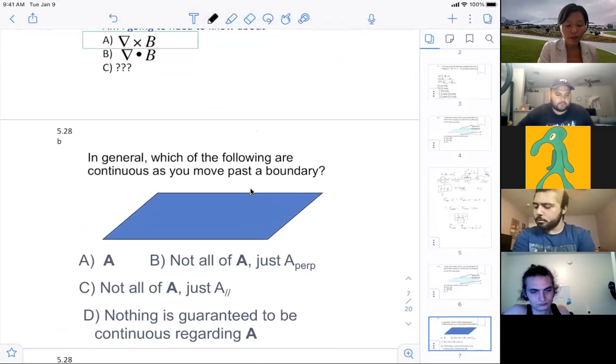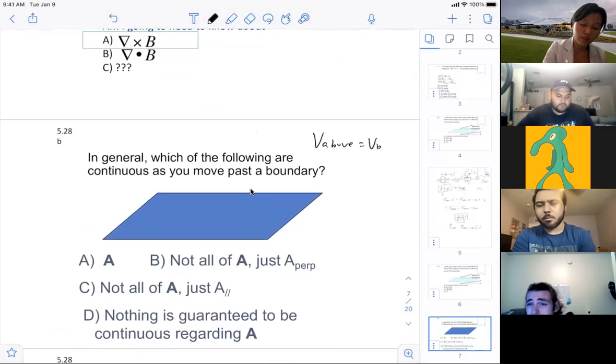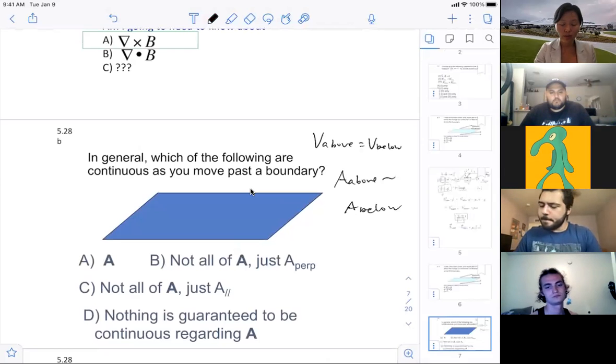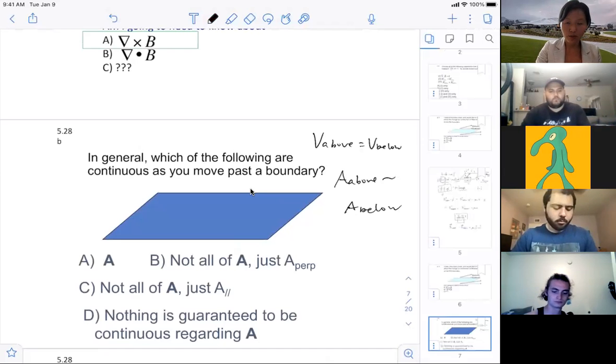In terms of what might be continuous as we move past the boundary, remember we had V above is always equal to V below. But now instead of V, we have vector potential A. So how does A above compare to A below? Do you think all of A is continuous, or maybe just the parallel component of A, or maybe the perpendicular component of A? I do want you to have a discussion on this. So take a screenshot, and I'm going to open up the breakout rooms for us in a second.